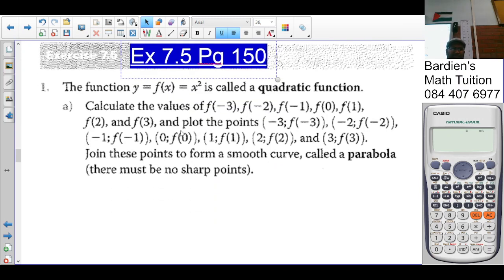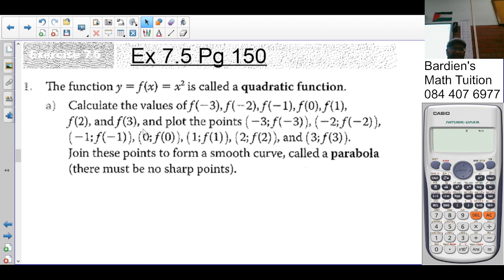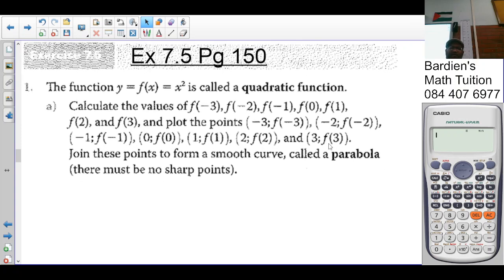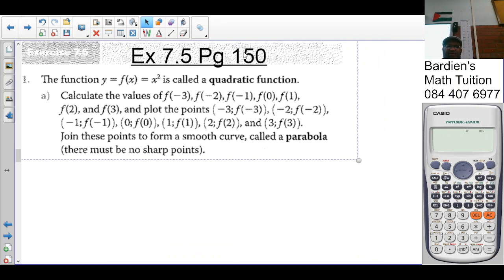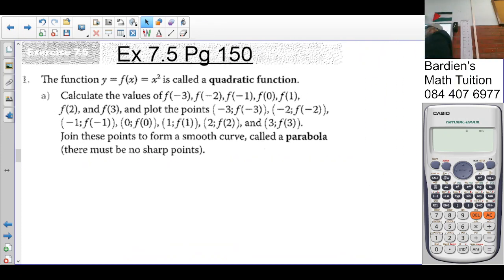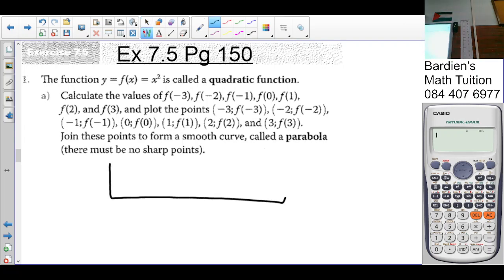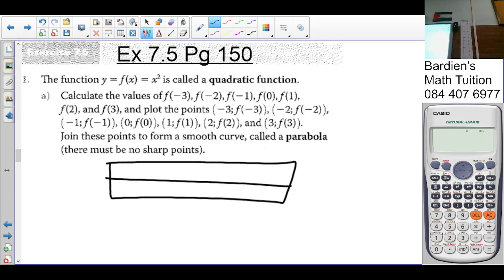We are told the function y is equal to x squared is called a quadratic function. They ask you to calculate the values of. This is the same as we normally do when we're working out a table. So this is x and your y. My x values they're choosing is negative 3, negative 2, negative 1, 0, 1, 2, and 3.